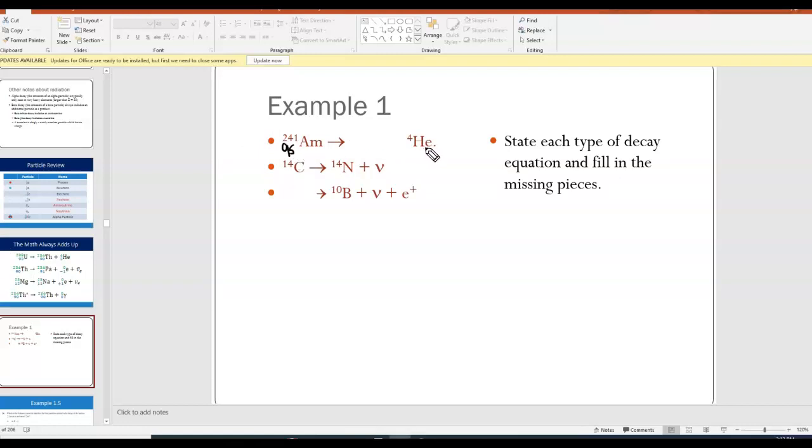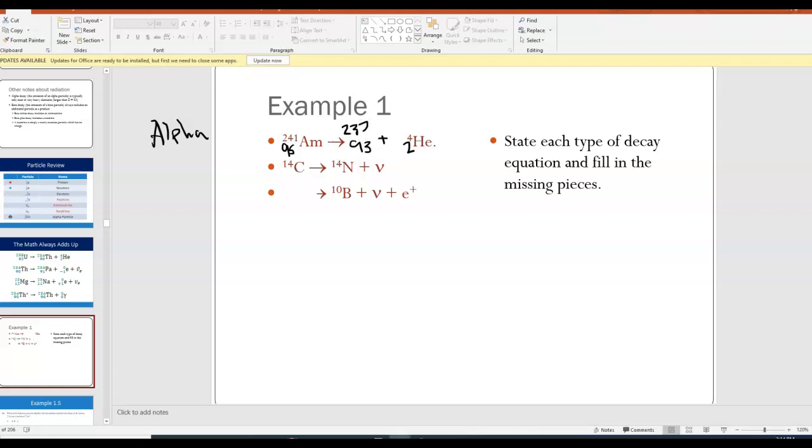Right here, He, that's helium. I know that's got to be alpha decay, okay, just because there's an alpha particle there. And then I need to think, okay, 2 plus what number would give me 95? Well, that would be 93. Now the reason I can do that is because I know that the mass number has to be the same on both sides of the equation, and the atomic number has to be the same on both sides of the equation. I did the same thing with the mass numbers. 4 plus what number would give me 241? And that would be 237.